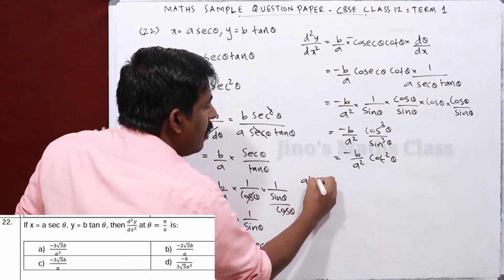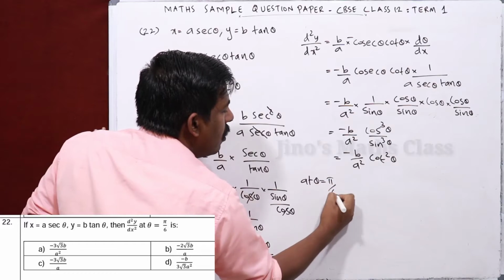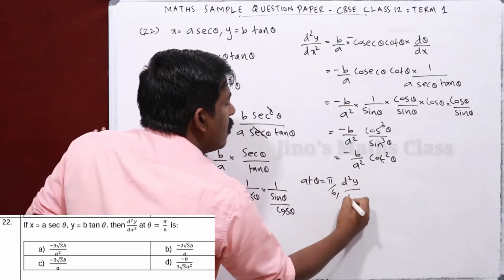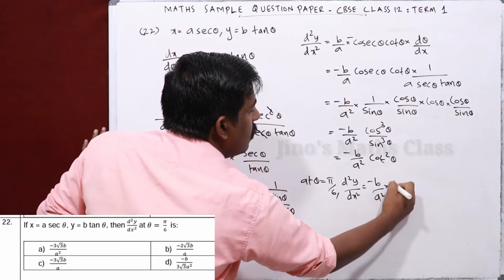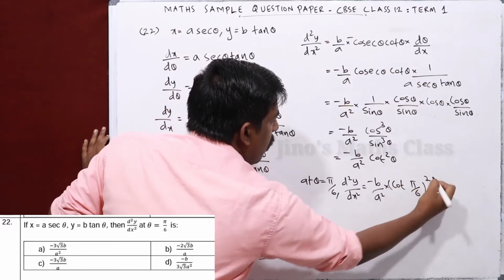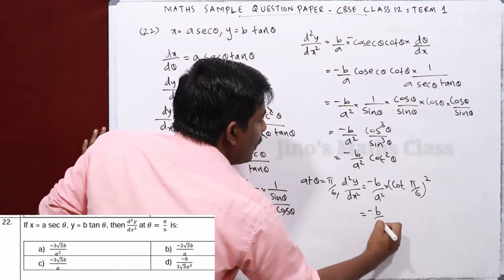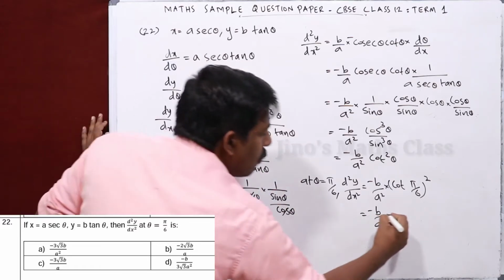Now we can find the value of d square y by dx square at theta equal to pi by 6. We just substitute here: negative b by a square into cot pi by 6 whole square, that means cot 30 square. The cot 30 value we know, that is root 3.